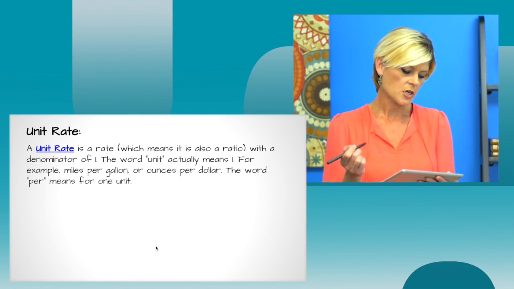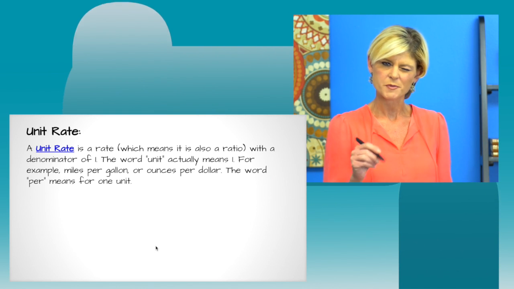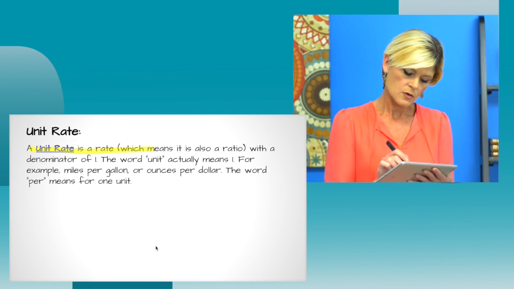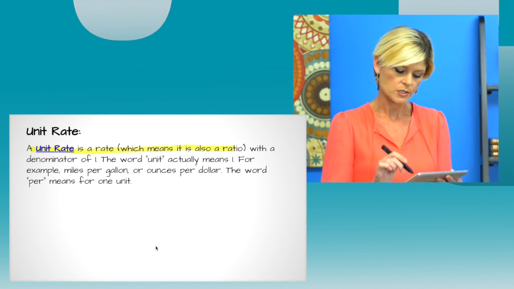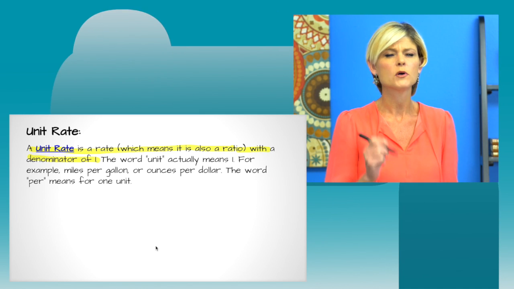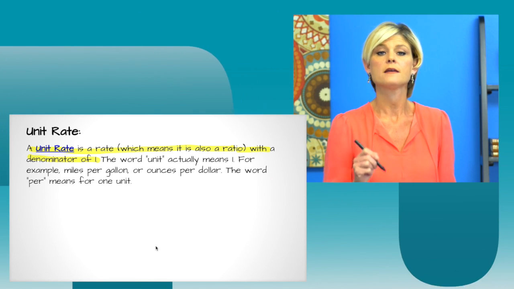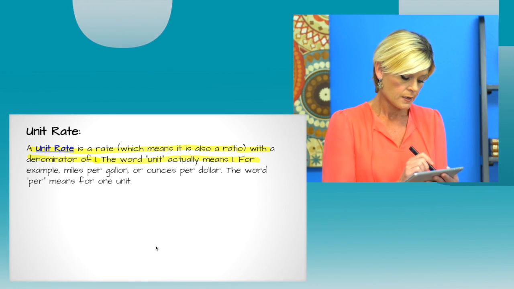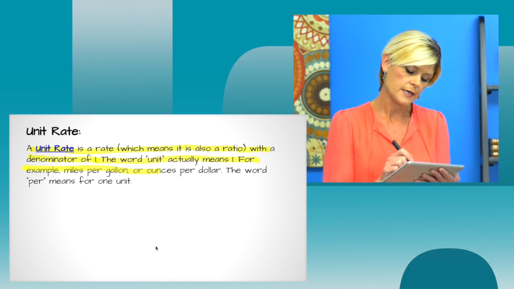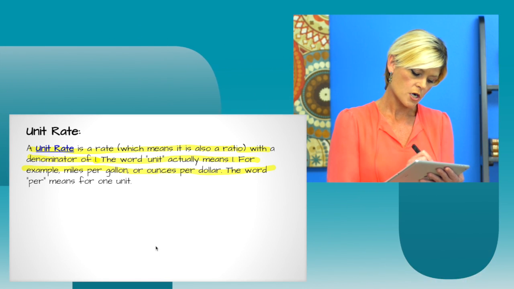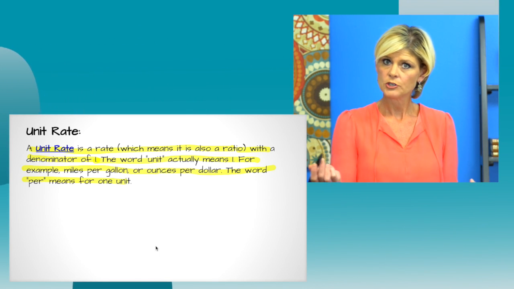Okay, now we've talked a little bit before about unit rates, but let's dig a little deeper on this one. A unit rate is a rate, which means it's actually also a ratio, with a denominator of 1. And that's the most important thing to remember about a unit rate, is that the denominator is 1. The word unit actually means 1. For example, miles per gallon or ounces per dollar. The word per means for 1 unit.